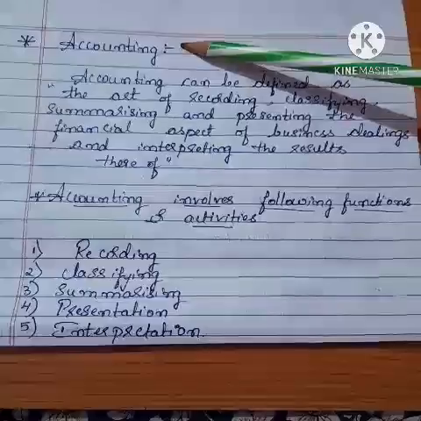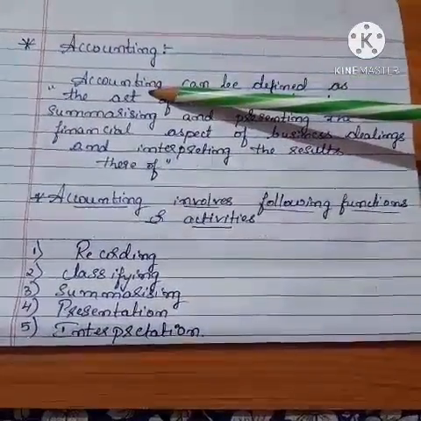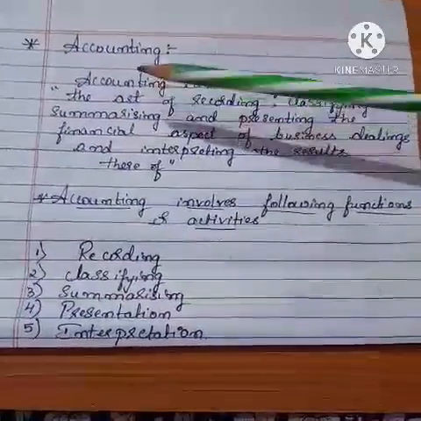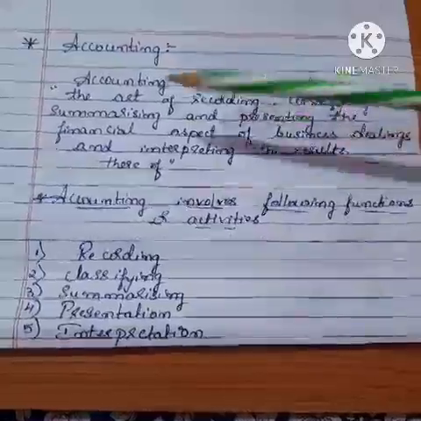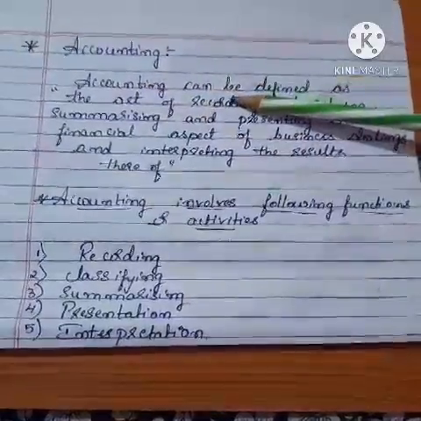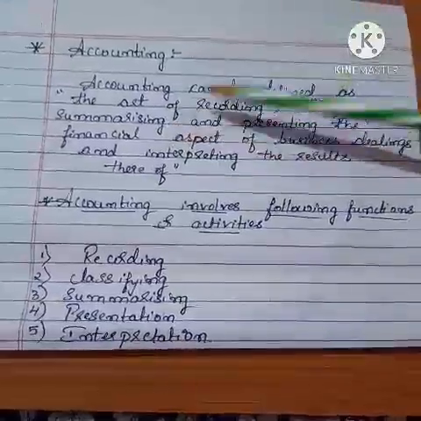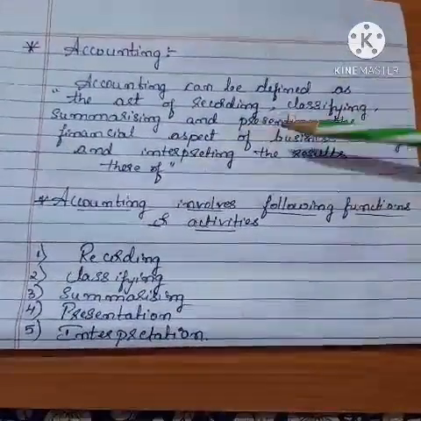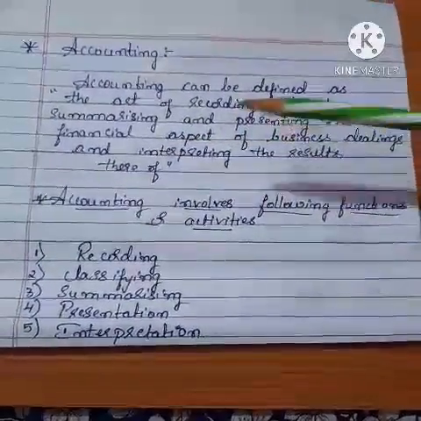So here accounting is an art. What is meant by art? Art means it uses some methods, some techniques, some formats and some principles to record. It is an art of recording, and then it classifies, summarizes and presents that information, the financial aspects of business dealings, and then interprets the results thereof.